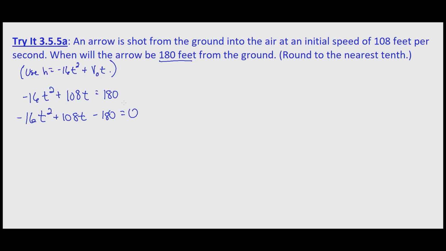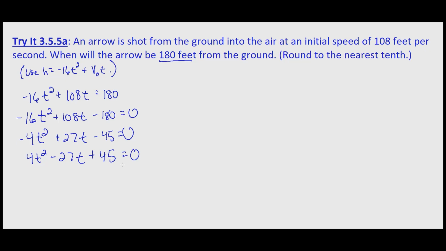Everything has a common factor of 4. So let's go ahead and divide both sides by 4. Divide everything by 4 to give us negative 4t squared plus 27t minus 45 equals 0. And to make things easier, let's go ahead and divide everything by negative 1 to make that leading coefficient positive. So that gives us 4t squared minus 27t plus 45, again, equals 0.